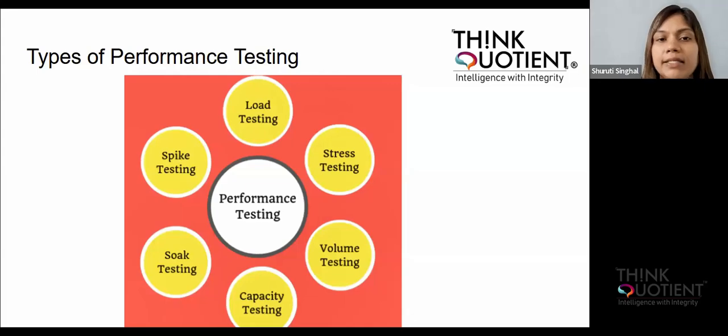Then there is capacity testing. Here we determine how many users the system can handle successfully, before the performance problems begin. We avoid potential problems in the future, because we know this is the number of users that this particular system can handle. You can see all these testing types are somehow related to the response time, the throughput, the load, the volume and all these parameters.